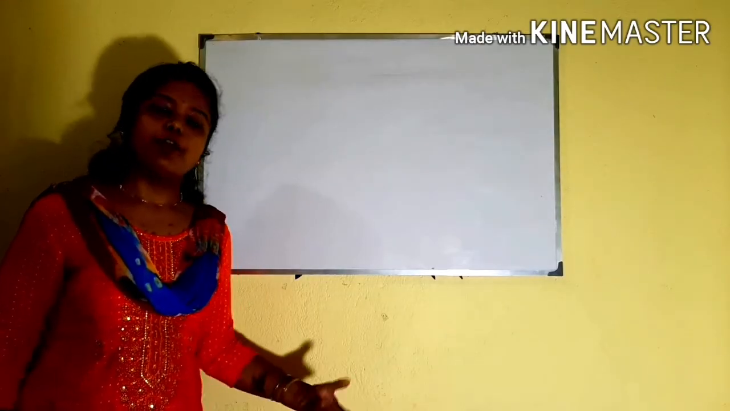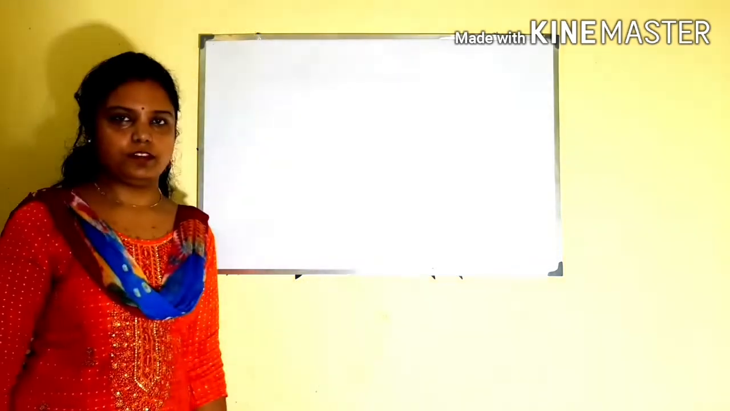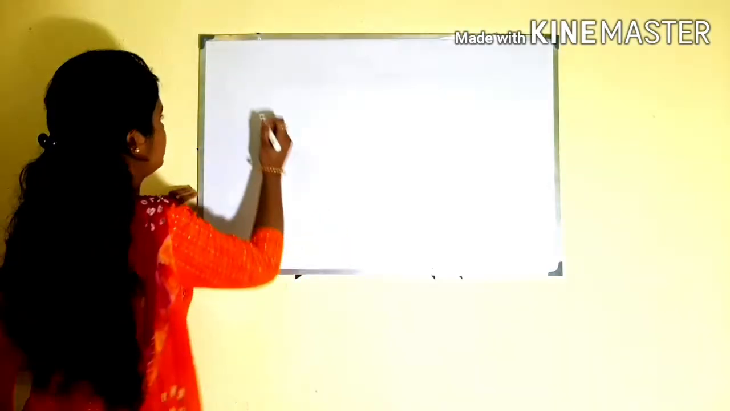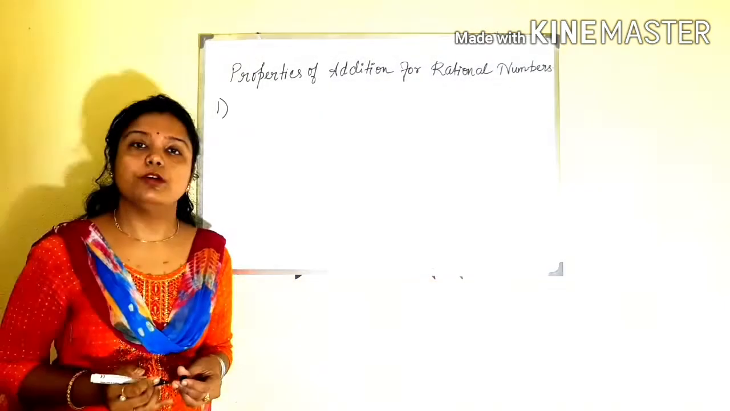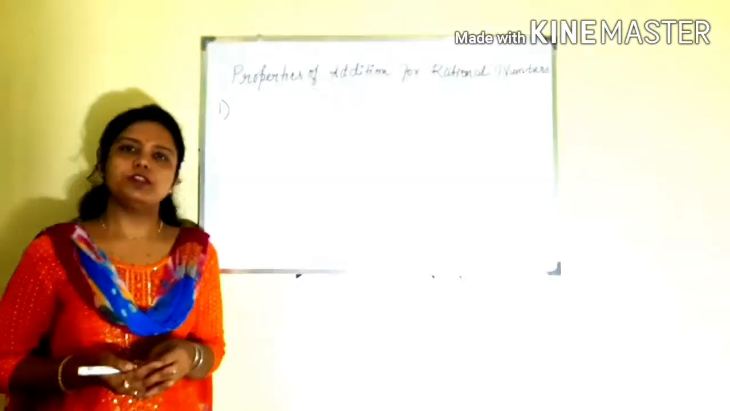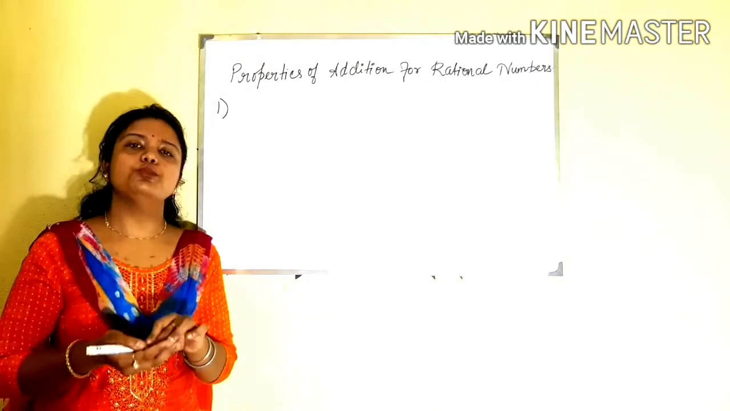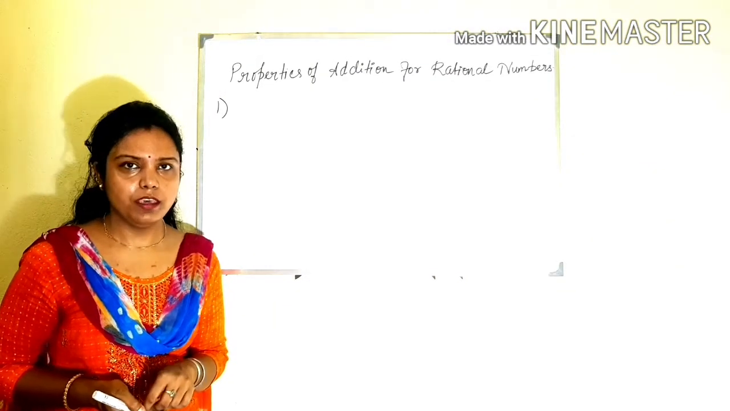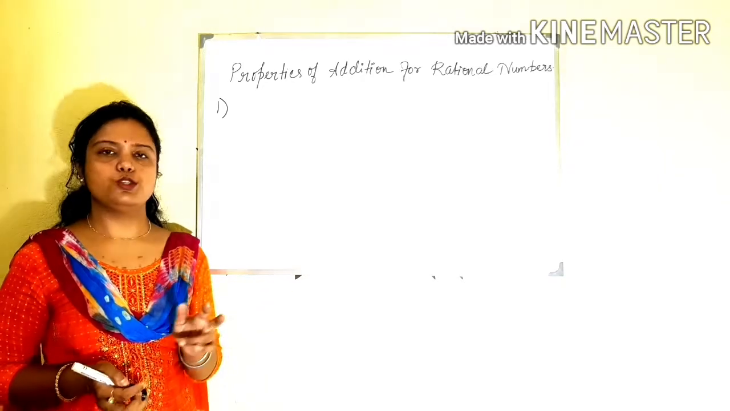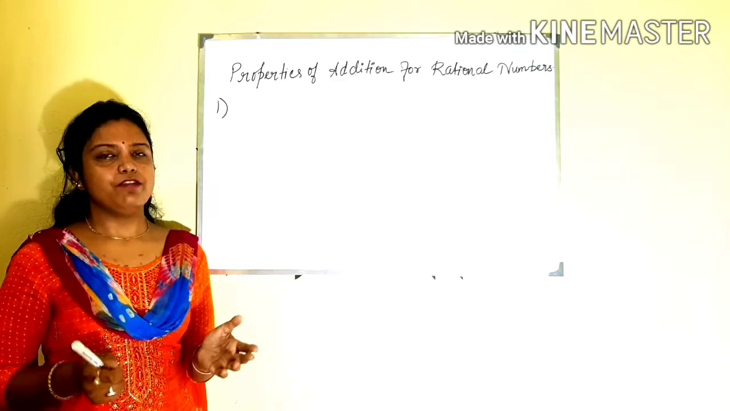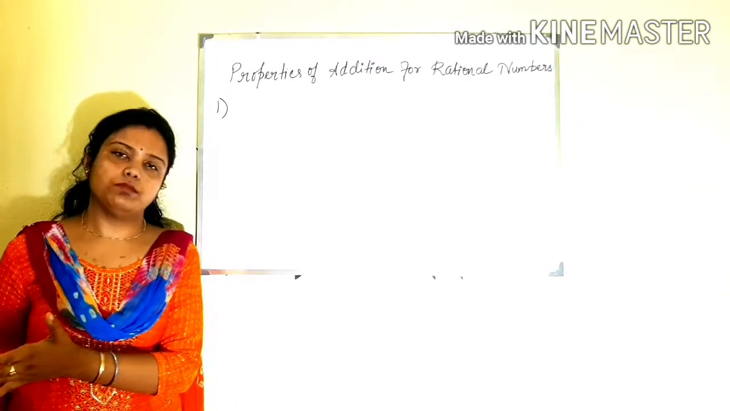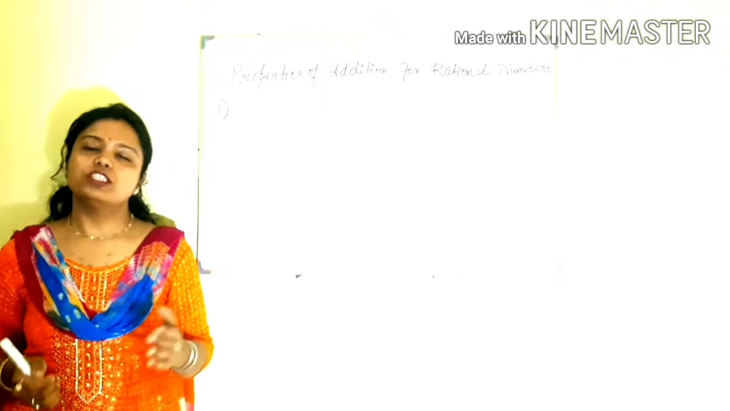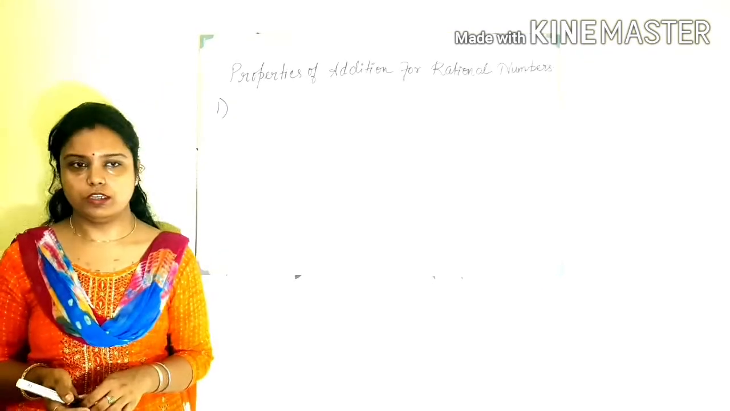Coming up with the properties of addition for rational numbers. The first property is closure property. Now what is closure property? Let us consider two rational numbers, a by b and c by d. Whenever these two rational numbers are added, they will give you another rational number. Okay, so this is what closure property is.